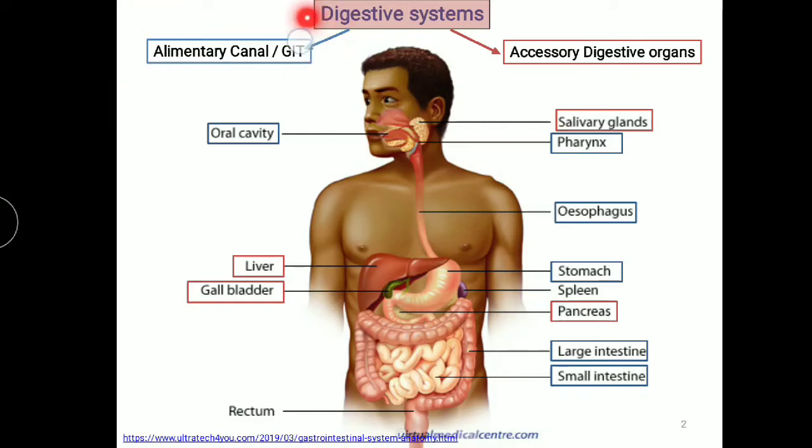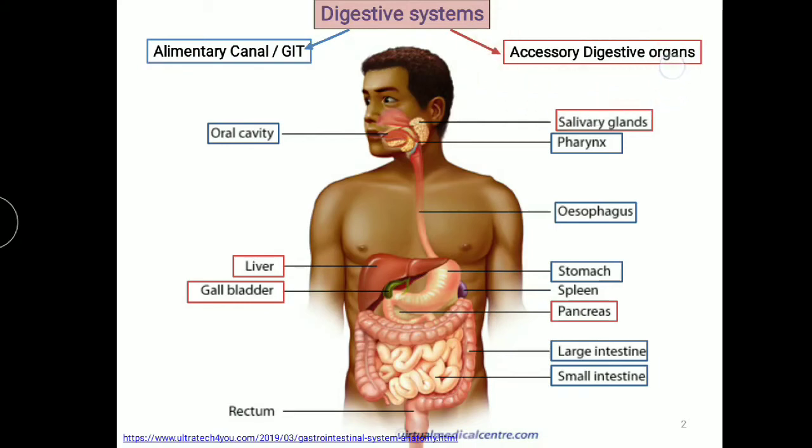GIT is a one-way tube that begins at the mouth and terminates at the anus. In between these two points, the canal is modified as pharynx, esophagus, stomach, small and large intestine to fit the functional needs of the body.